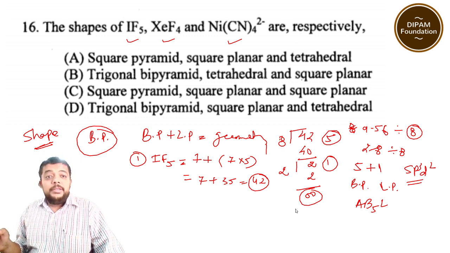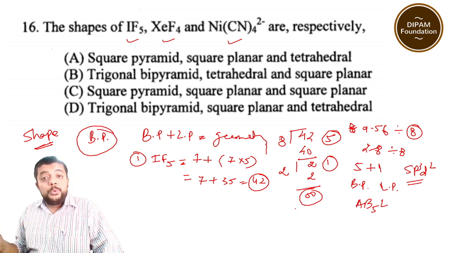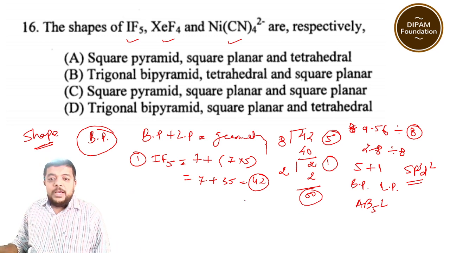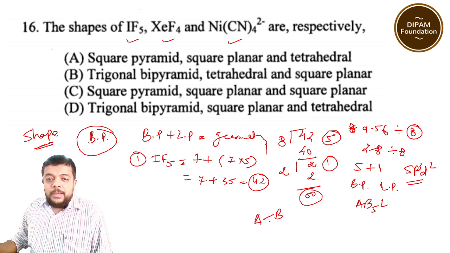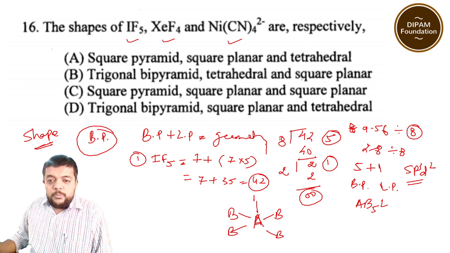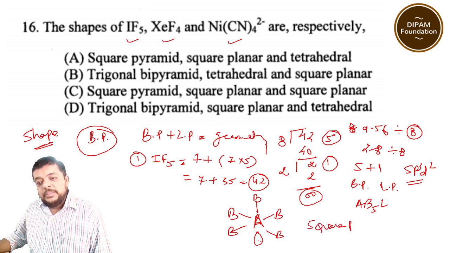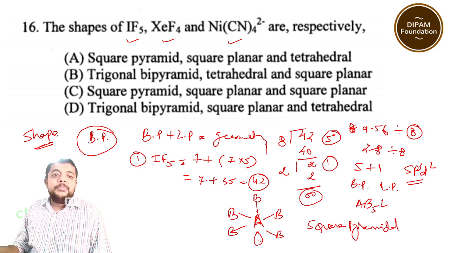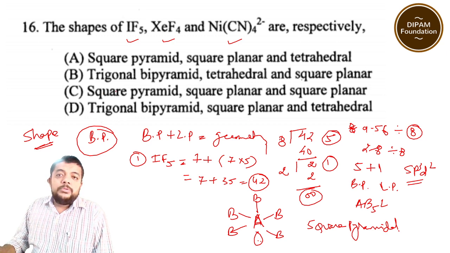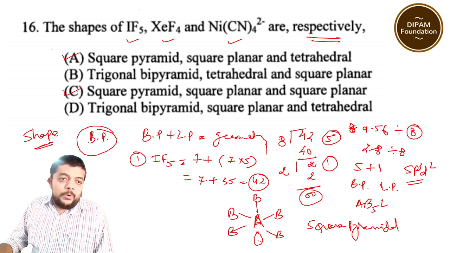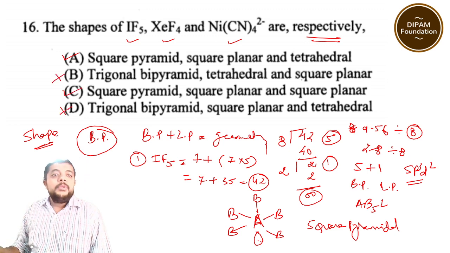Now remember, it is AB5L, it is sp3d2, and keeping these two things in mind, I made you one thing very clear while I was teaching the theory in the earlier class, that you have 5 bond pair and 1 lone pair, so we generally coin it as square pyramidal. So friends, it is very clear that IF5 will be square pyramidal, and looking to the options, and the word respectively means in the order, first IF5, so the first name corresponds to IF5, so I will move with option A and option C, I will not move with option B and option D.